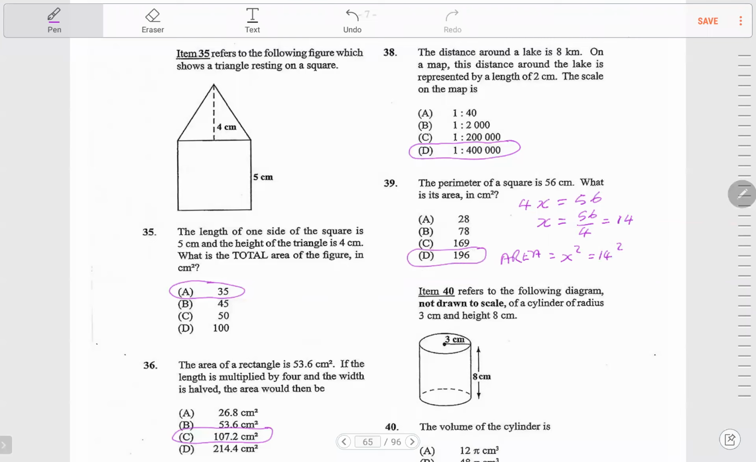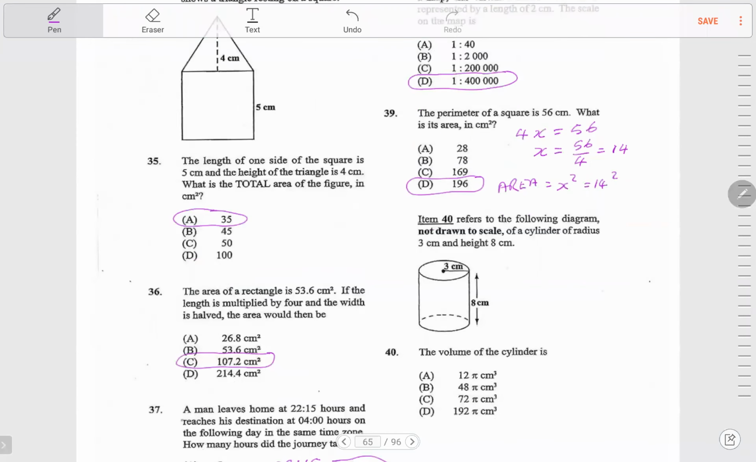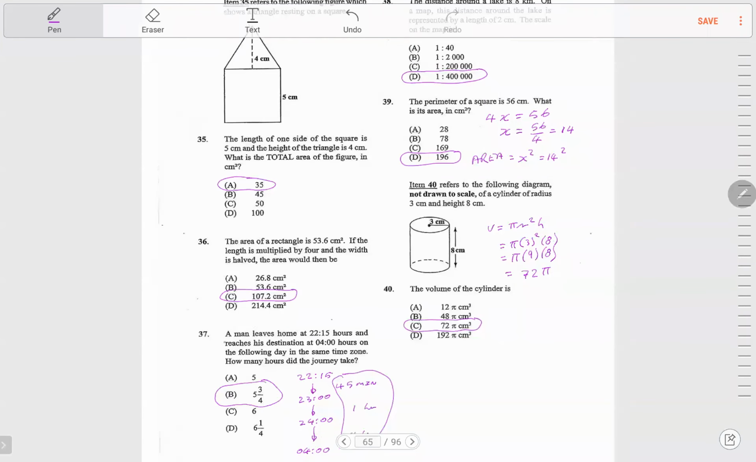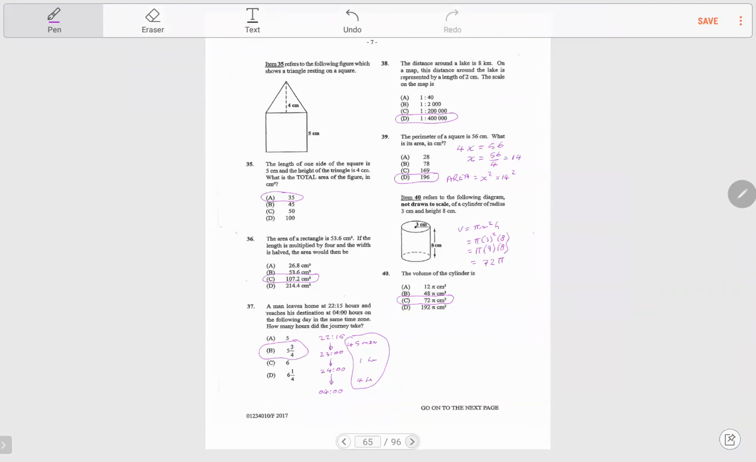196 is the area. This says, what is the volume? We did a question like this already. So the volume is the area of the base, which is pi r squared, times the height. The radius is 3, so it becomes pi times 3 squared times the height of 8. That's pi times 9 times 8, and 9 times 8 is 72. So that's 72 times pi, 72 pi. So this one is this. 72 pi is that. Pi r squared h is the volume. Next question.